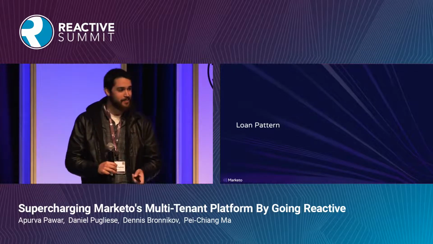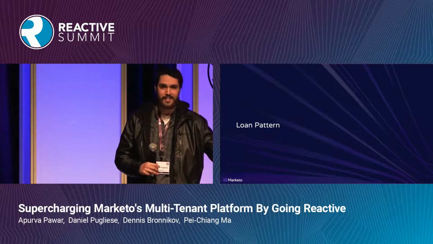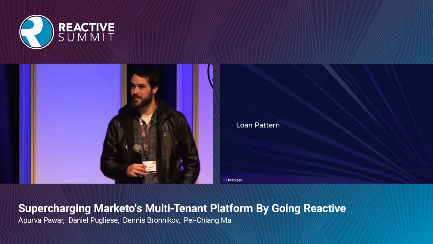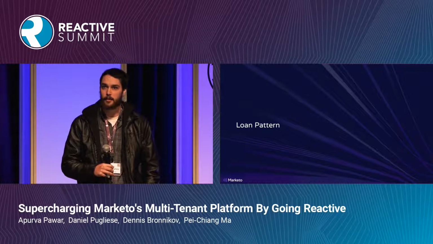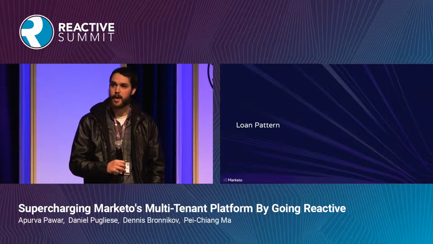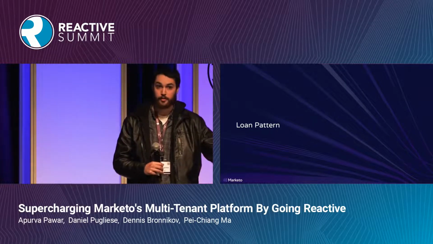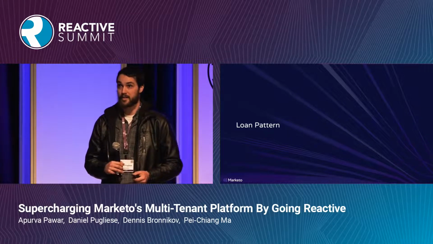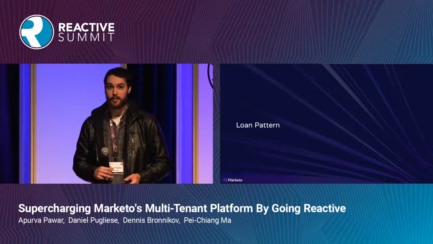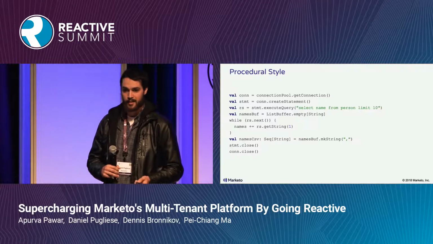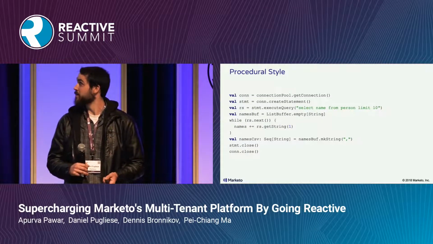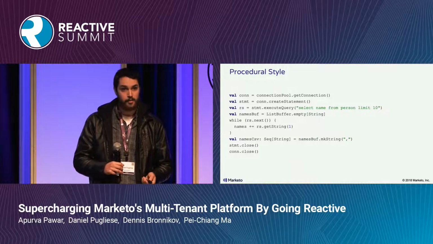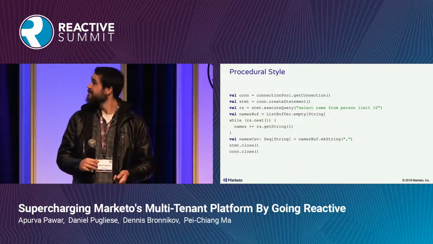And finally, I want to talk maybe a little less about reactive, but more about just a Scala pattern that becomes more important in a very highly concurrent system, and that's the loan pattern, which we found extremely useful for identifying problems in our code and enforcing good practices. So first, here's some procedural style code that's just getting a connection, using that connection to build a statement, and iterating through a result set.